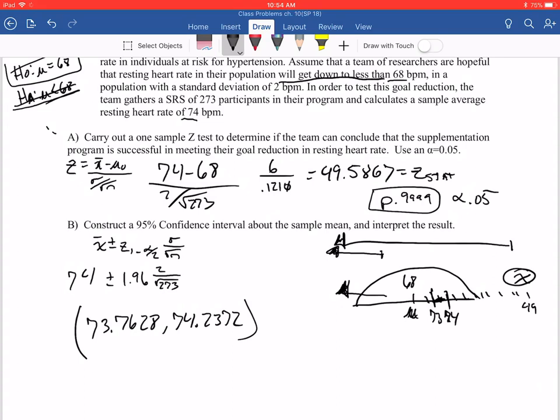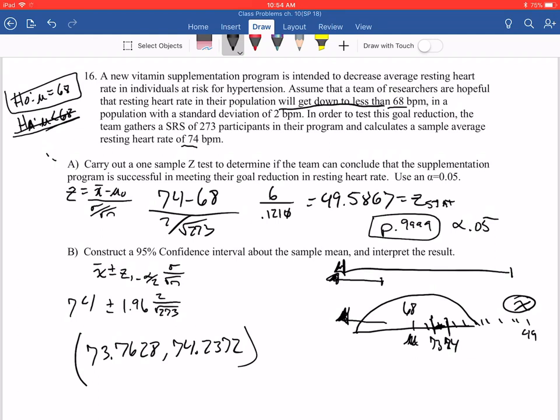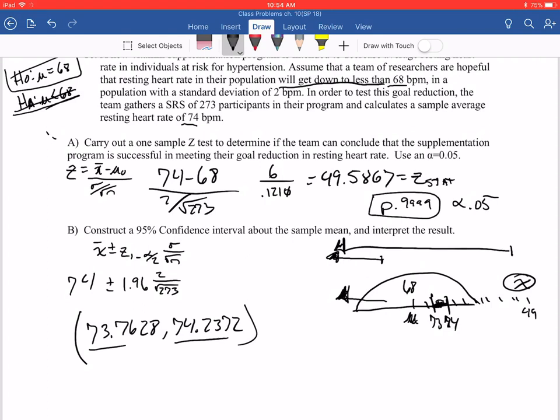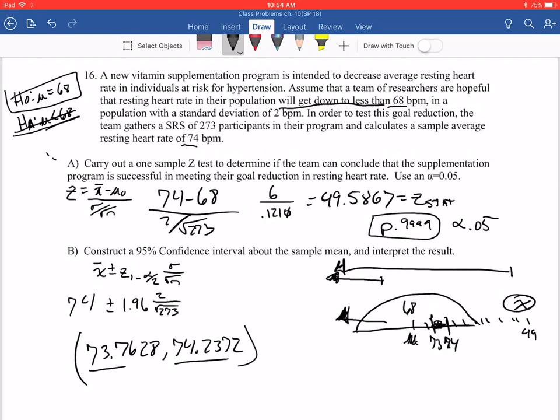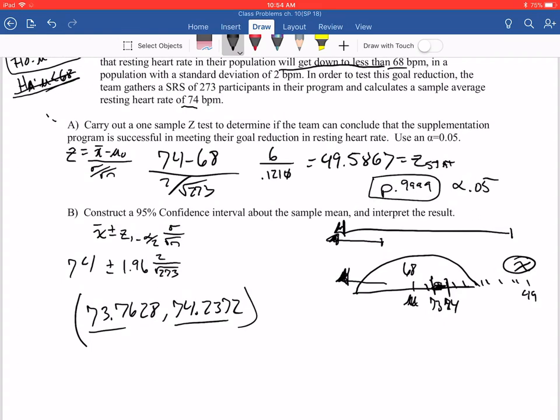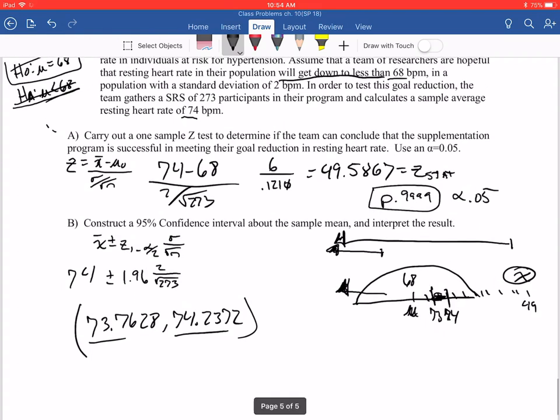And this is where we would say that we are 95% confident that the true value of the resting heart rate for people who take this vitamin supplement lies within this interval. This is the graphical showing of this problem. This is where we get our p-value and alpha, and this is where it's really going to be important to know about our null hypothesis and alternative hypothesis, where exactly we state it's at, and what side of the graph we're looking at.